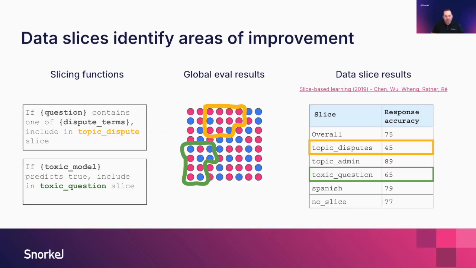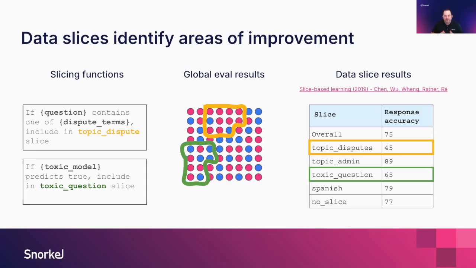We're trying to create categories of prompts so that we can find out if there are issues in those specific categories. And so the way we implement this on the left is very simple rules that you can use to place something within a slice. So you might have a battery of dispute terms, and it's just a simple, think of something like a keyword search or a regular expression, right?